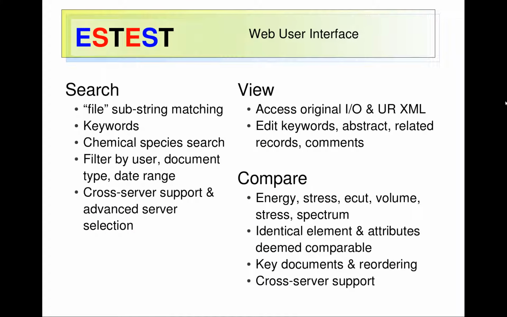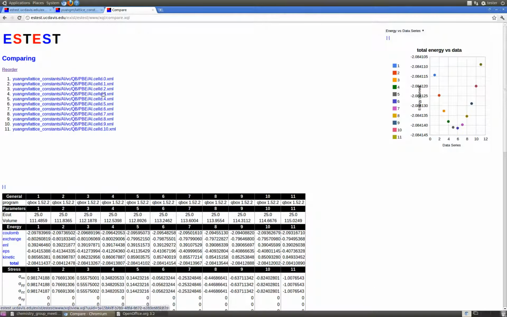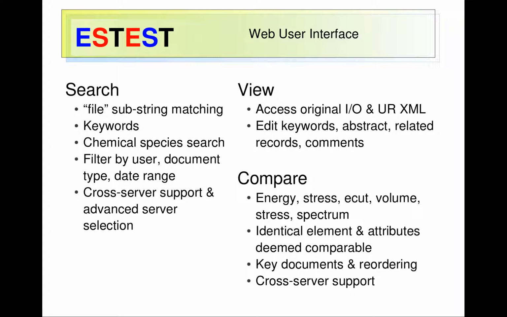So the last thing I'll say about compare is that, like search, it has complete cross-server support. So that means that documents in this list for comparison could be from the local interface server, or they could be from an external server in the configuration, and these documents will compare perfectly well side by side like any other comparison.